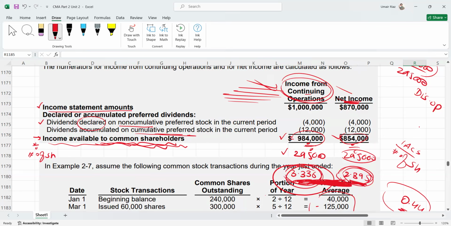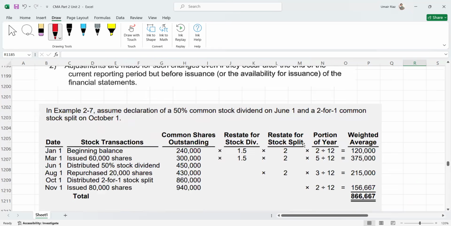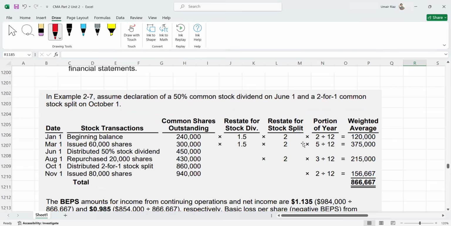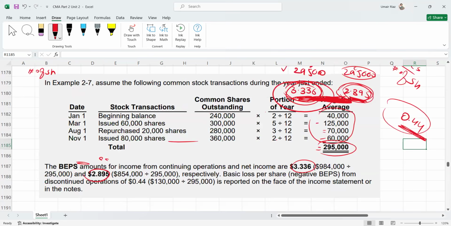Now guys, the numerator adjustments are all the adjustments I told you. Now I'm going to show the denominator adjustments. In the denominator, I did this example and assumed we don't have a stock dividend and we don't have a stock split. What a stock dividend and stock split are, we have already covered in part 1, so here I'm just doing the relevant adjustments. Otherwise you can refer to that video.